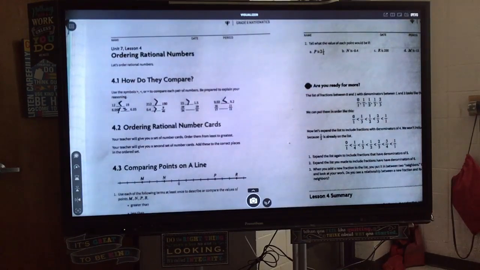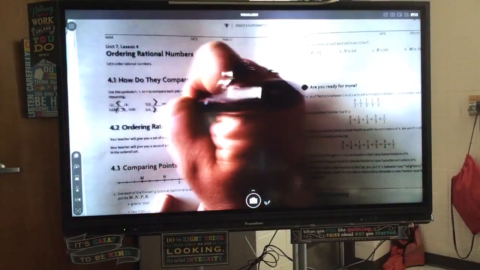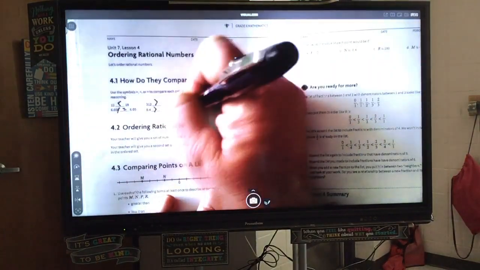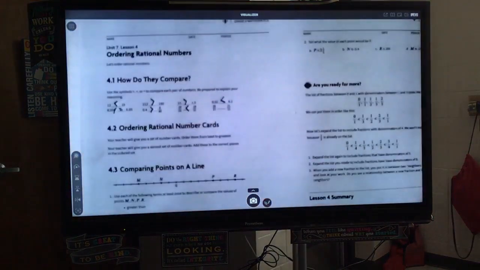19/24 and 19/21. What do we put for this one? Zoe? 21st. Yeah. Yep. It is less than.